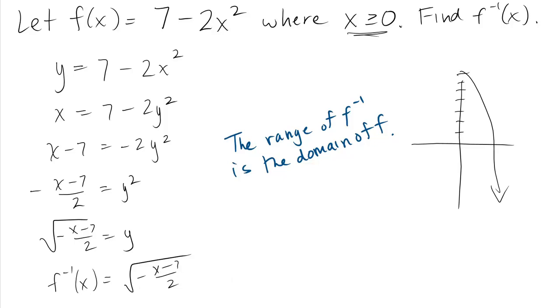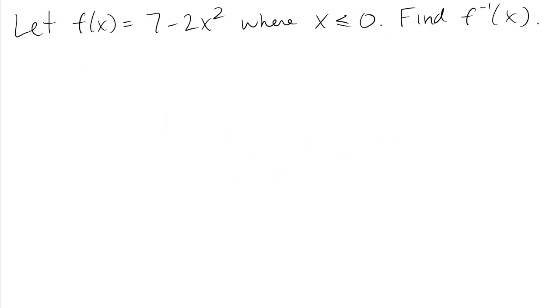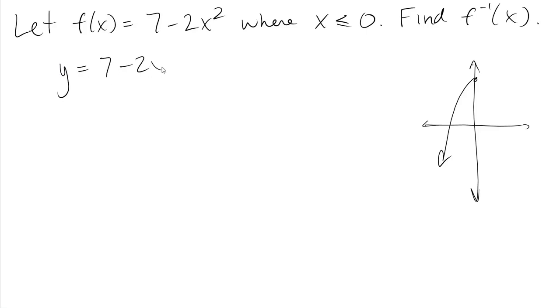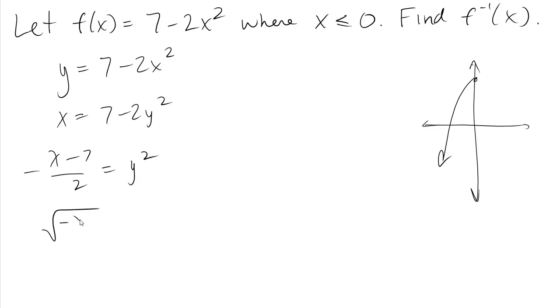So what would we do differently if the function had been restricted the other way? If we draw only the left half of that parabola like this, that's also a one-to-one function. So what would we do differently? Well, most of the steps would be exactly the same. I would replace the function notation with a y. I'd interchange x and y. I'd subtract 7 and divide by negative 2. Let me skip to this step. And now I take the square root of both sides, just like before.